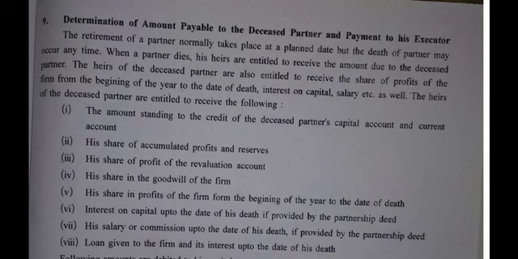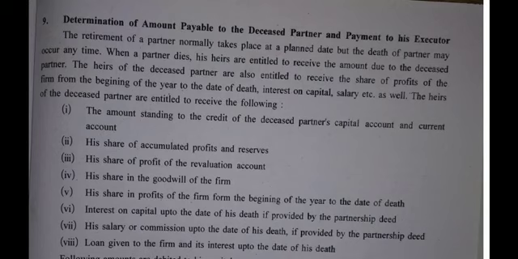Further, his share of profit of the revaluation account. Of course, when you balance revaluation account, the result is profit or loss, whatever it is to be transferred to the deceased partner's capital or current account. Then of course his share in the goodwill of the firm, just the way you pay to the retiring partner, the amount of goodwill is also to be given to the deceased partner. His share in profits of the firm from the beginning of the year to the date of death.